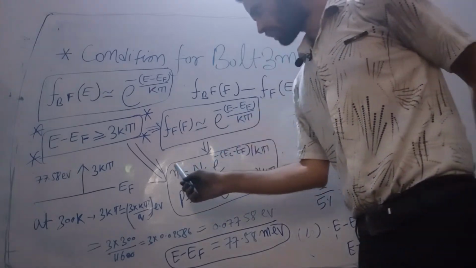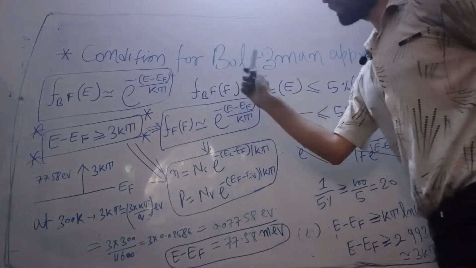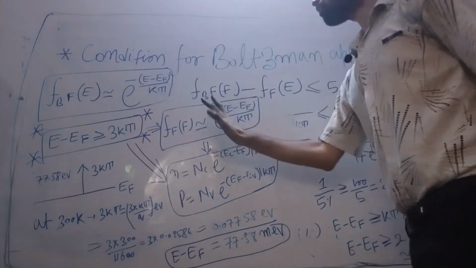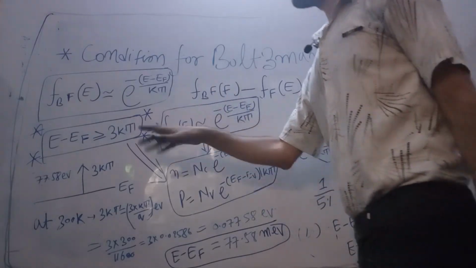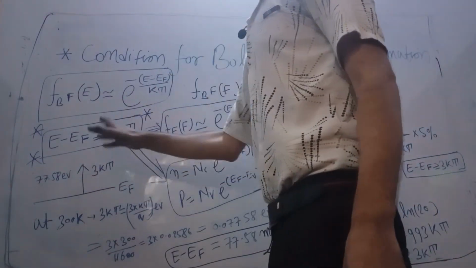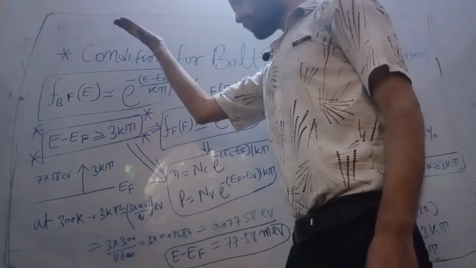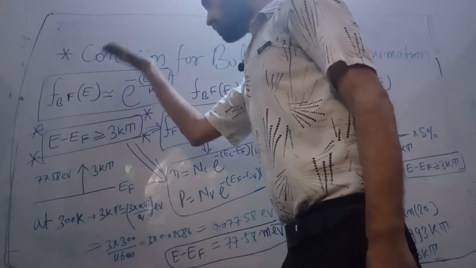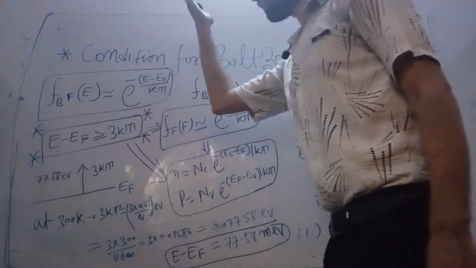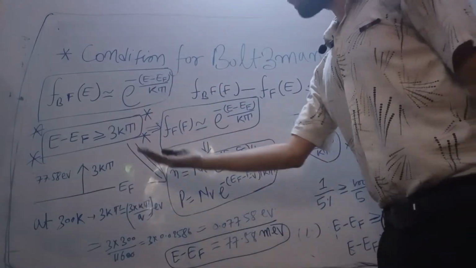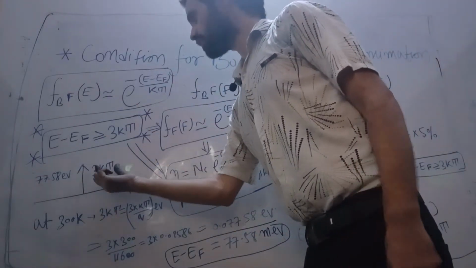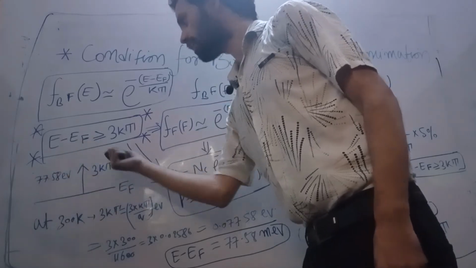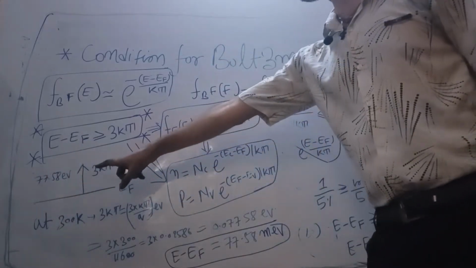What is the condition under which we are taking this Boltzmann approximation? You have to shift the energy state above the Fermi energy. How much above? 3 kT. 3 kT means, at room temperature, 77.58 milli electron volt.